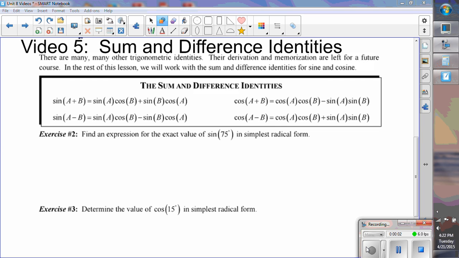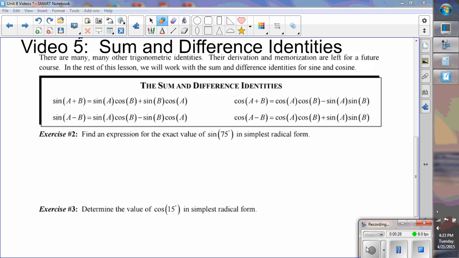This is Unit 8, Video 5, Sum and Difference Identities. Now, these are the identities that can be found on your formula sheet for the Regents exam. And I want to just first take a moment to explain to you why we would even bother to do this. If you look straight at exercise 2, it says find an expression for the exact value of sine of 75 degrees in simplest radical form.